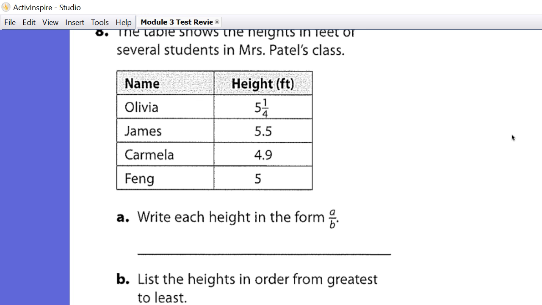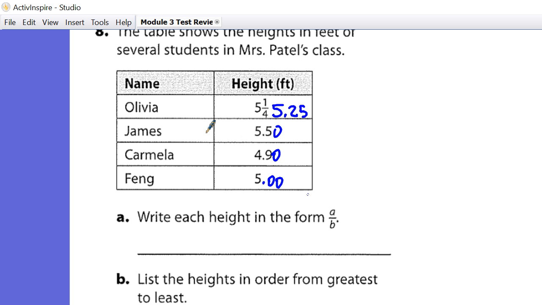So right off the bat, you should actually convert that: 5 and 1/4 is 5.25. And just so you don't think that that one's greater than 5.5 accidentally, why don't you annex a 0 and make that 5.50, 4.90, and 5 whole you can just leave. You could add some decimals if you wanted to. 5 whole is 5.00. It says write each height in the form of A over B.